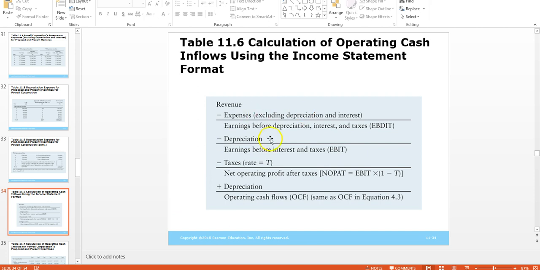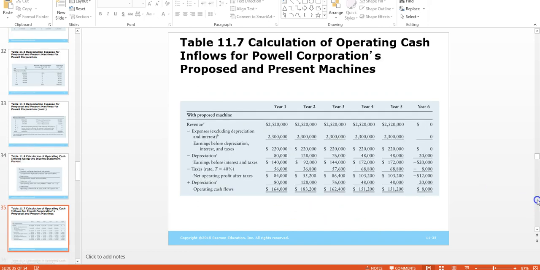All right, so here's the income statement that we're going to use. Here's the revenues, here's the expenses, and that gives you the earnings after you subtract it. We then subtract the depreciation, and we get what's known as EBIT, earnings before interest and taxes. Then we subtract the taxes, and then we add the depreciation back on. And we end up with basically the operating cash flows for this example.